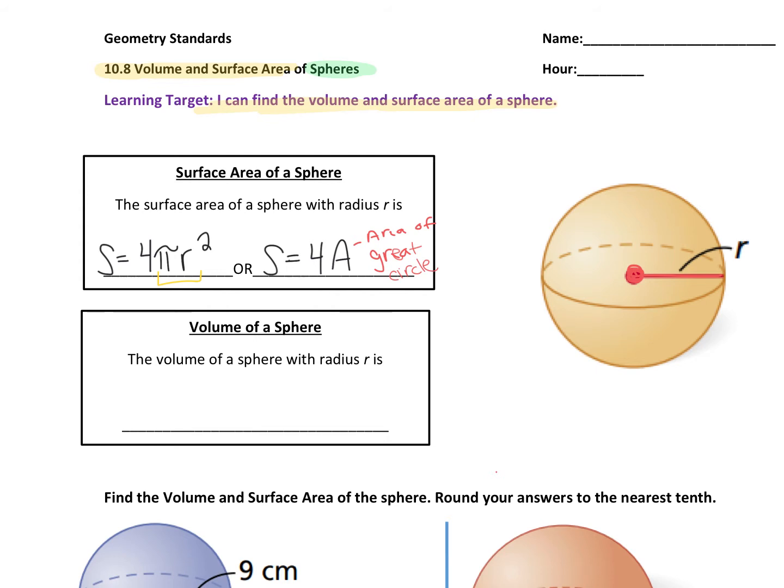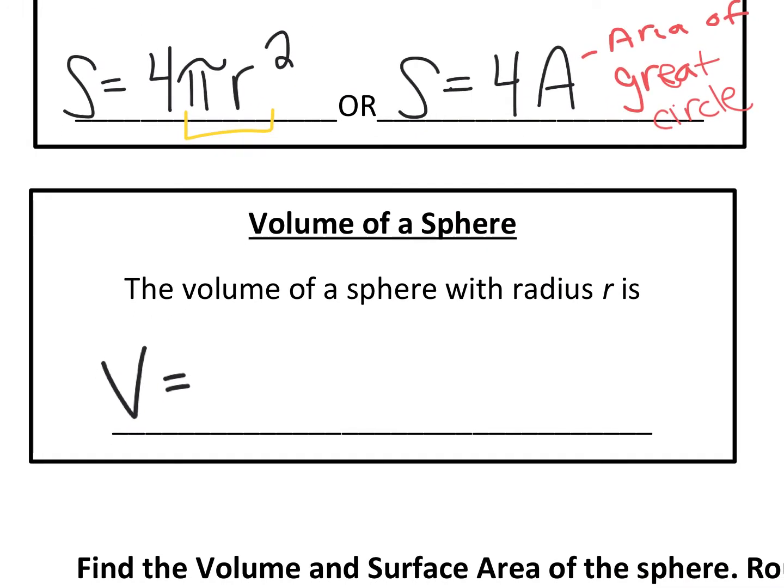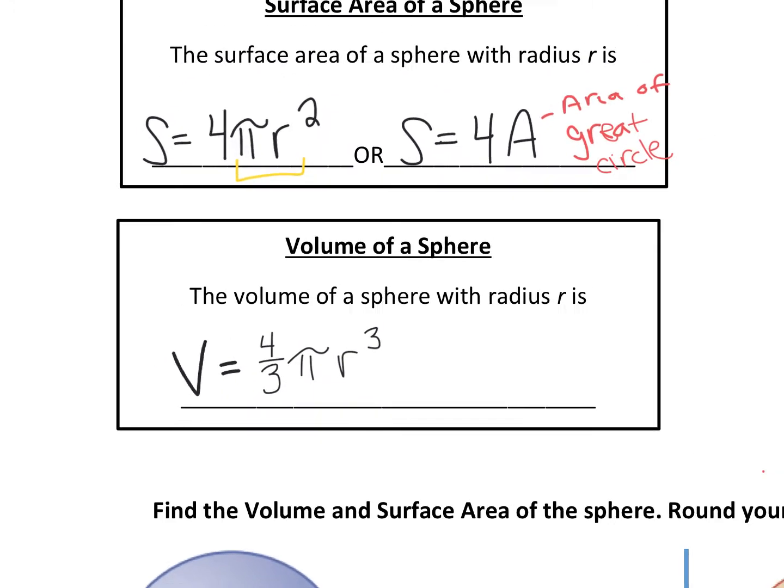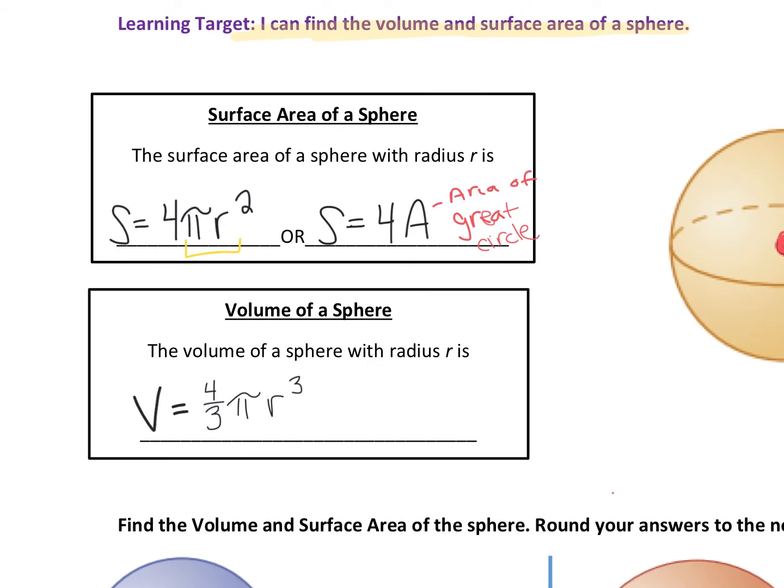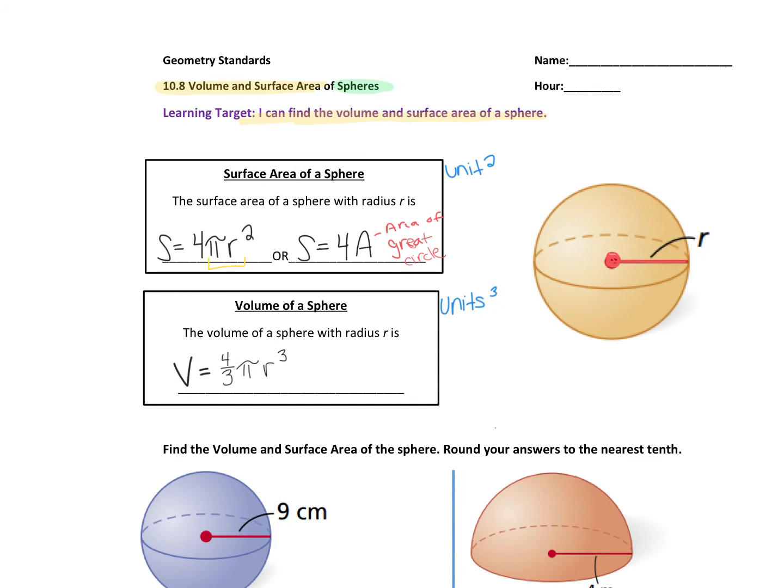The volume of a sphere with radius r is going to be V equals, okay, instead of 4 this time, we're going to use 4 over 3. So 4 divided by 3. And then we're going to multiply that by pi and multiply it by r cubed. Okay, remember we do use cubed when we're working with volume. Okay. And if we want to talk about our units, if we're using surface area, it will be units squared. And if we're doing volume, your answer is going to have units cubed. Okay, hopefully you guys should be used to that part by now.